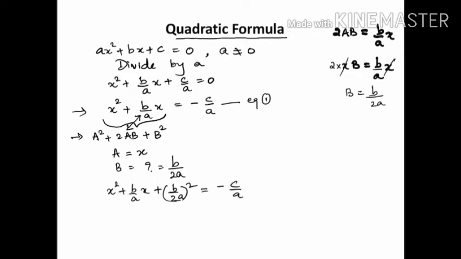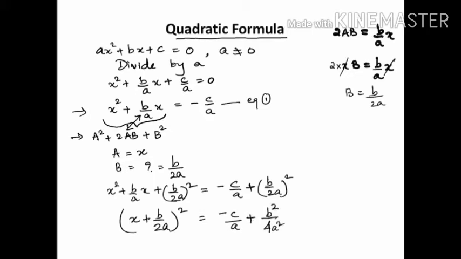Since we have added something to the left hand side, we will add the same number to the right hand side. So minus c upon a plus b upon 2a whole square. So the left hand side becomes x plus b upon 2a whole square equal to minus c upon a plus b square upon 4a square.